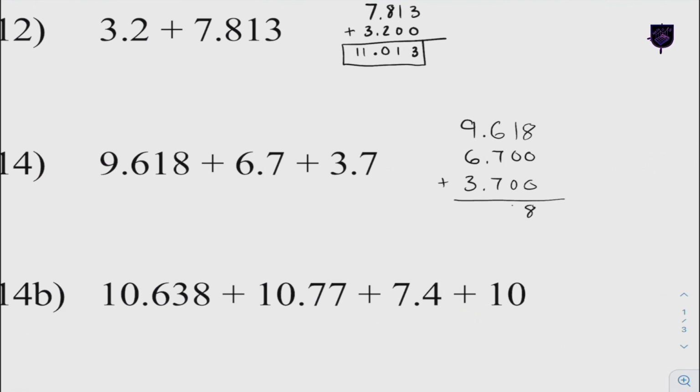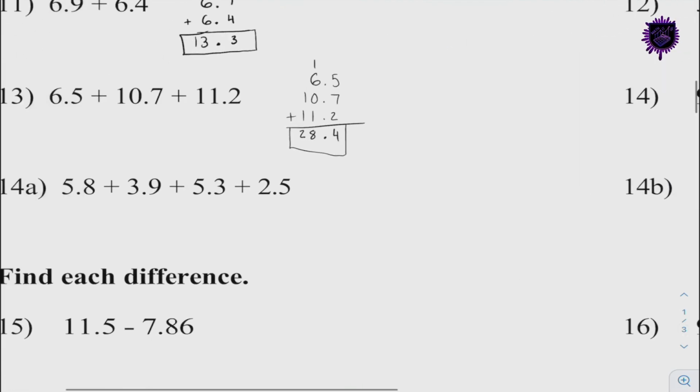Drop down the 8, we can drop down the 1, and then we have 6 plus 7 is 13, plus 7 more is going to be 20. Write our 0, carry our 2, write our decimal point. 2 and 9 is 11, plus 6 is 17, plus 3 is going to be 20. 20.018. Square our answer. Move on to the next question.